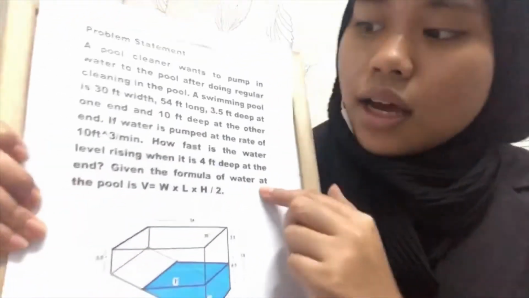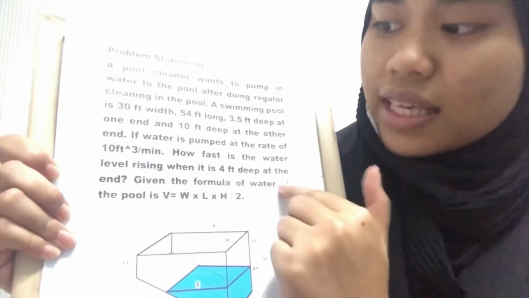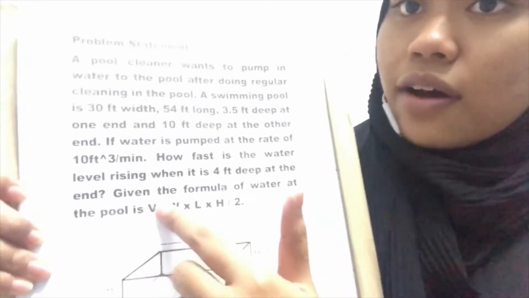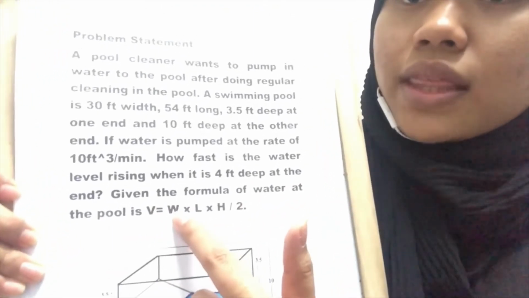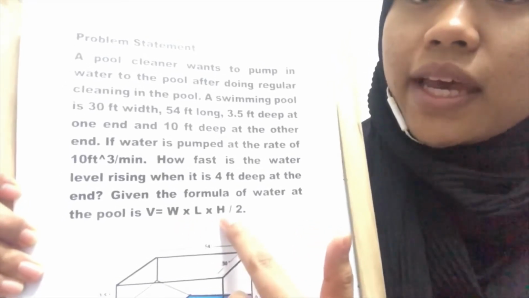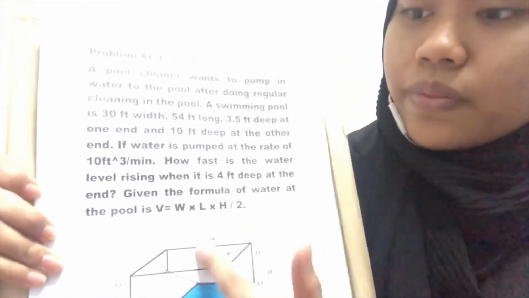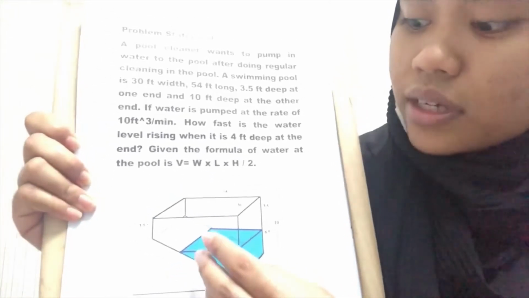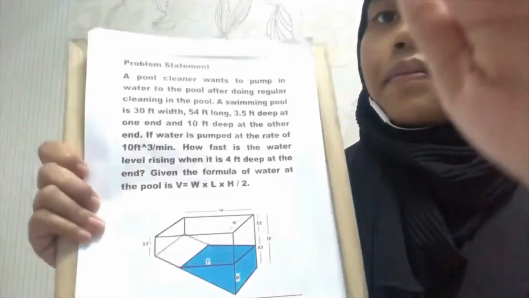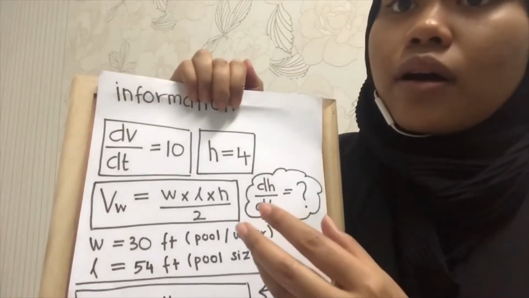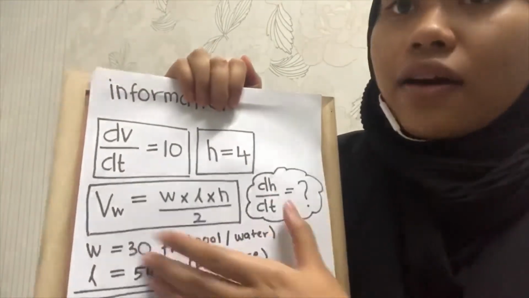Okay, so given the formula of the water inside the pool, the volume is equal to width multiplied by length multiplied by height divided by 2. This is the formula only for the water inside the pool.